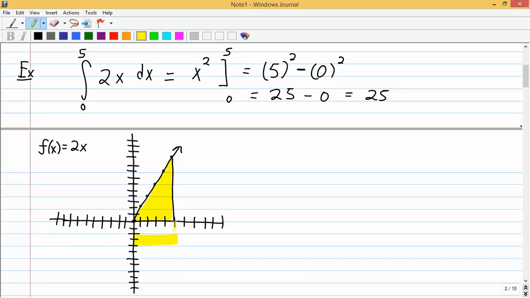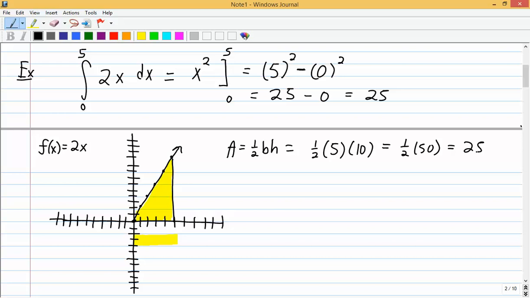Let's see if the geometry that I learned at a very early age, you know, 3rd, 4th, 5th grade, would work on a triangle like this. The area of a triangle is what? 1/2 base times height. So 1/2 times, what's the base here? How many units? 5, times the height, 10. So that's 1/2 times 50, or 25. So yeah, this calculus stuff actually works, right? It gave us the area under this curve between x equals 0 and x equals 5.